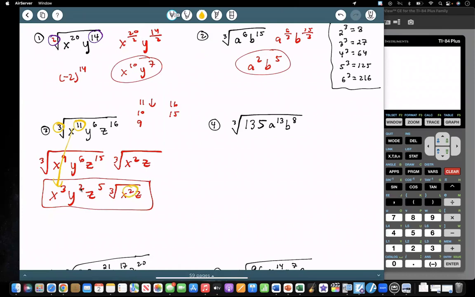3 goes into 6 twice, no remainder, so no y's on the inside. 3 goes into 16 5 times with the remainder of 1, so a remainder of 1 on the inside. So you can see how many times that number goes into the exponent, that goes on the outside, and the remainder goes in the exponent on the inside. So you can do it that way as well. Either way, we'll get the same answer.